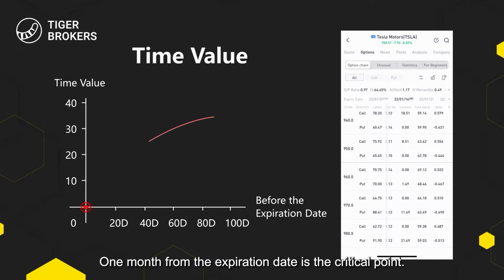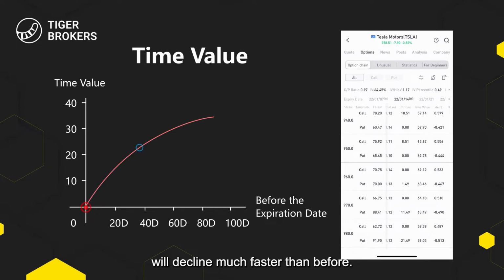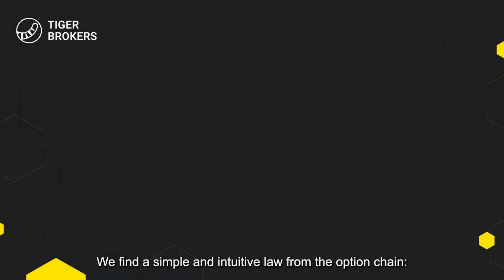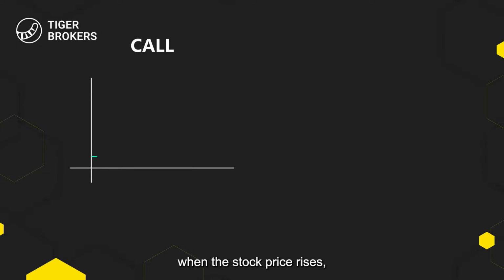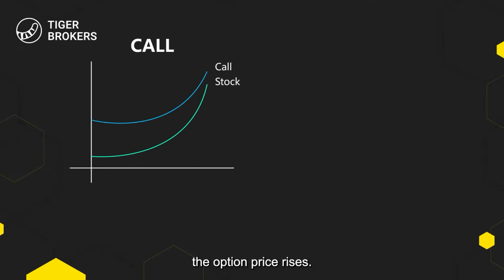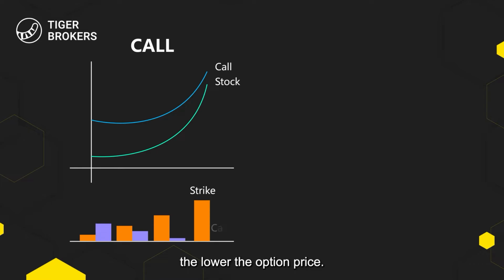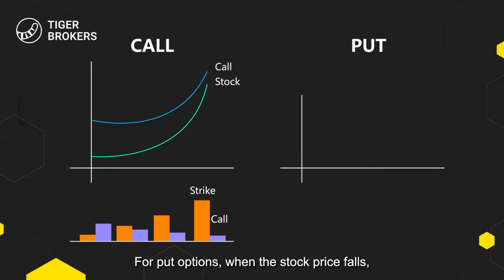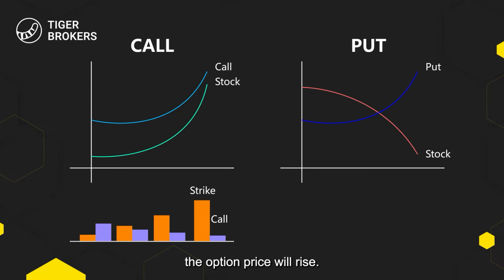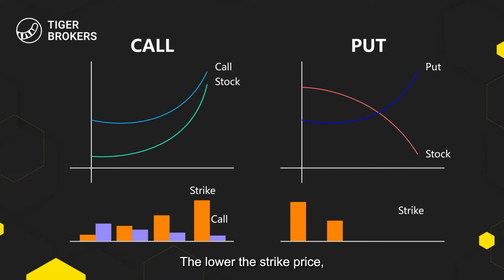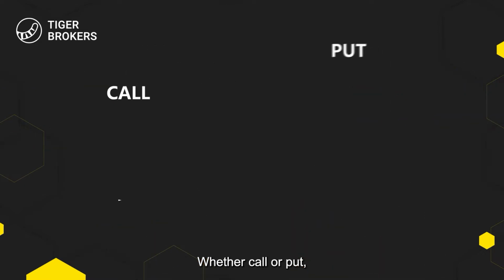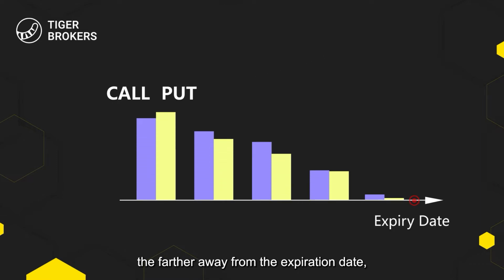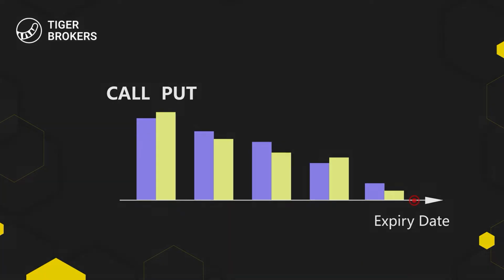As soon as you buy an option, its time value begins declining. 1 month from the expiration date is the critical point. The time value of options expiring within 1 month will decline much faster than before. We find a simple and intuitive law from the option chain. For call options, when the stock price rises, the option price rises. The higher the strike price, the lower the option price. For put options, when the stock price falls, the option price will rise. The lower the strike price, the lower the option price. Whether call or put, the farther away from the expiration date, the higher the option price.